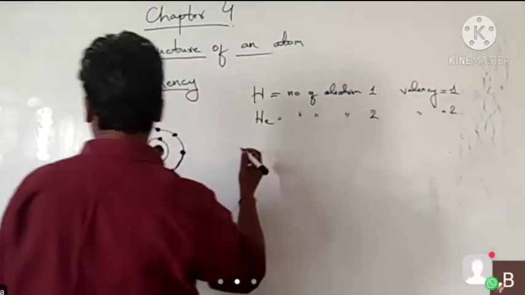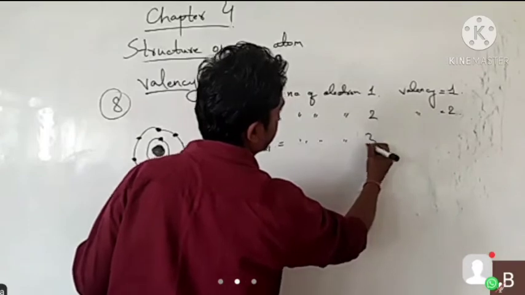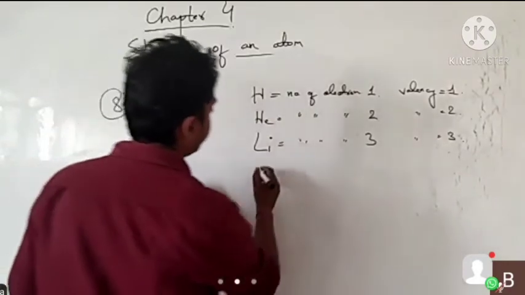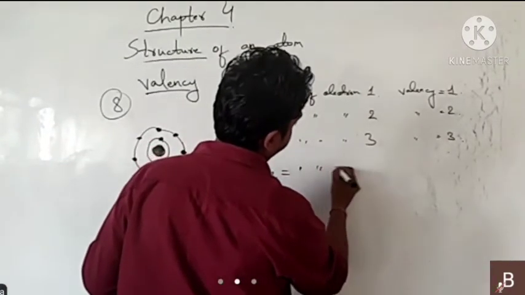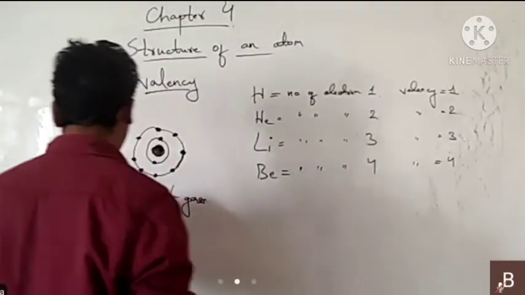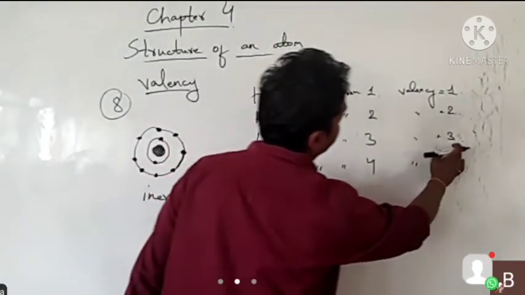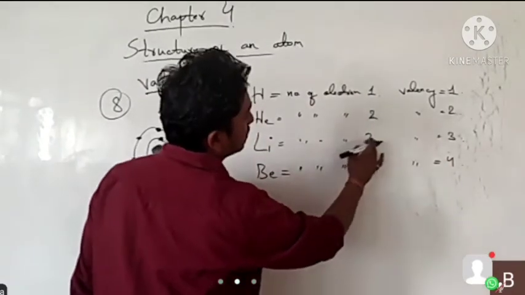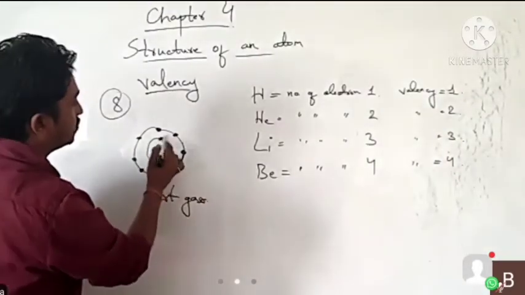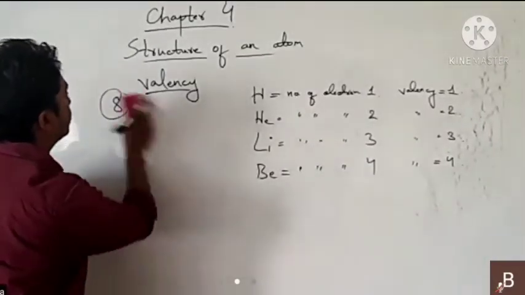Then we have lithium, number of electrons 3, valency we can say 3. Then comes beryllium, number of electrons 4, valency 4. Okay, sorry. Here we can't write valency 2, 3, 4, because for hydrogen only one shell is occupied. Okay, I will just make an easier one.